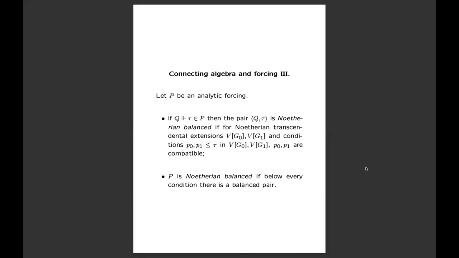Inside of them there's, let's say, H0 subset of Q and H1 subset of Q, and there's tau over H0 and tau over H1. Whenever I strengthen these conditions, but still within the mutually noetherian extensions, then these conditions are compatible. So this is what I wanted to say in the first item: the pair Q, tau is noetherian balanced if you have this.